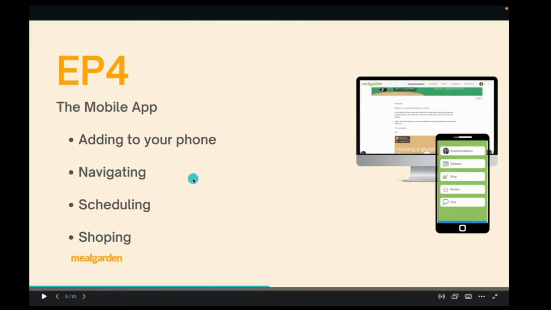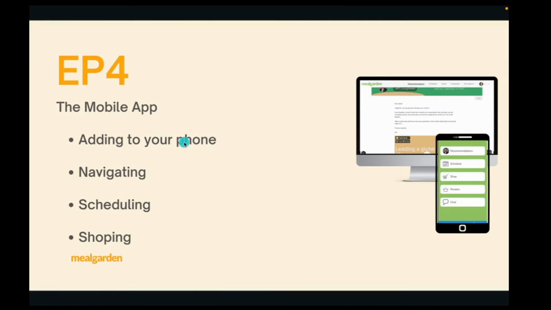All right. So that's the mobile app. We added it to our phone, Android and Apple. Showed you how to navigate, looked at scheduling, and took a look at shopping, which clearly has 2 P's, but not at Meal Garden, I guess.